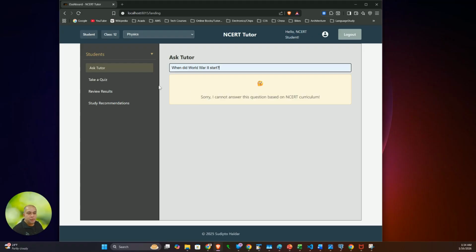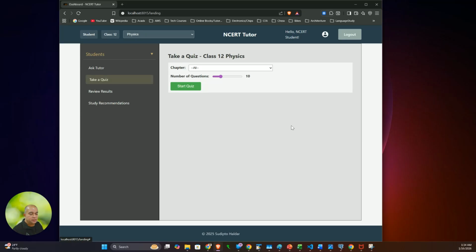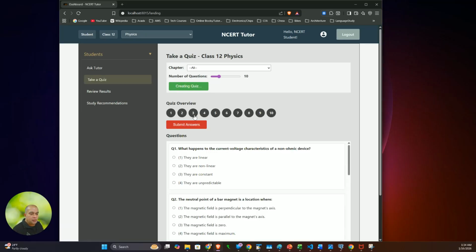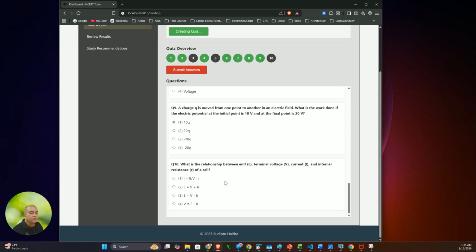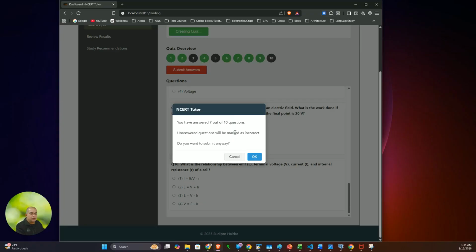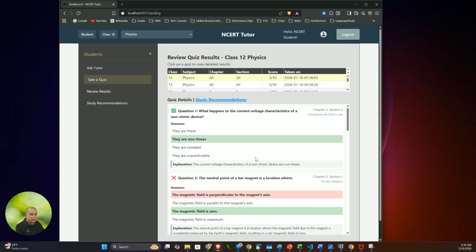The best way to see that component in action is to take a quiz. And we're going to take a short quiz of 10 questions. And I'm going to answer the questions and submit my answers. I'm going to submit the answers. It gives a warning that all the questions have not been answered, which is fine.